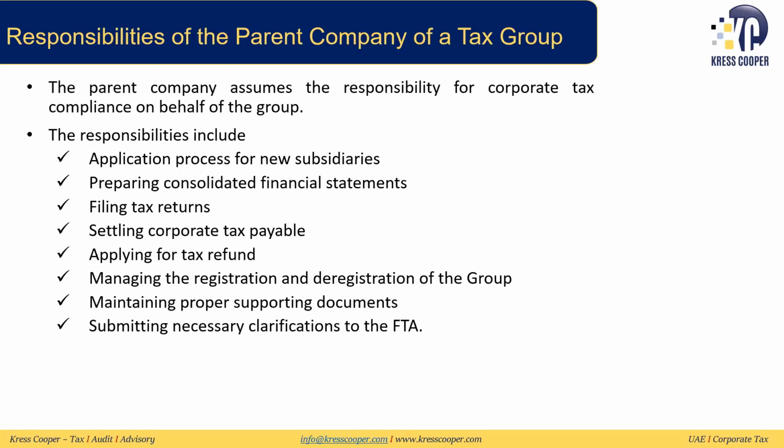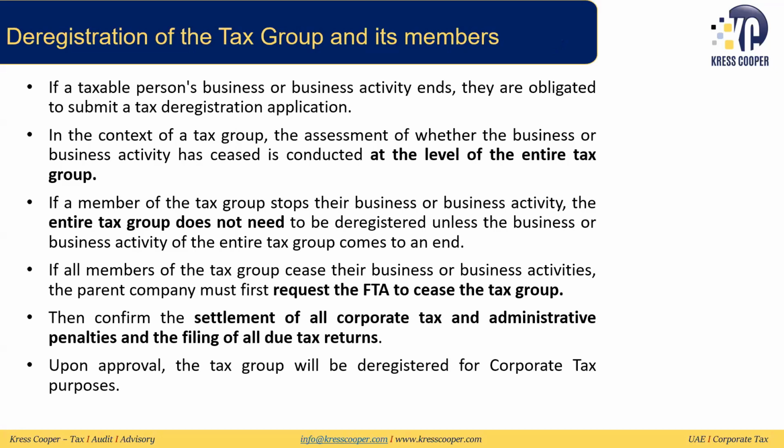They will be the one applying for a tax refund if conditions are met, managing the registration of the group, the deregistration of the group, and maintaining the proper supporting documents for these returns, for the financial statements and other requirements. And if any clarifications, complaints or inquiries need to be submitted, that will also be done through the parent company. Now, we had discussed last time that for deregistration, if one member of the group is ceasing to do business, the whole group does not disband and they can basically leave the group.